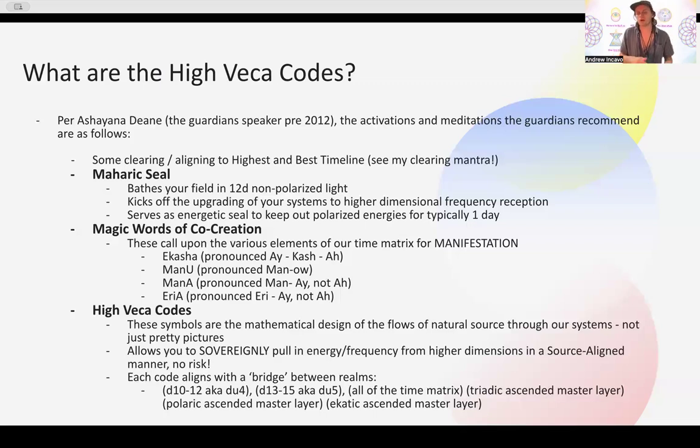So this is not meditating with a picture. This is not, oh, I like this symbol, it resonates with me. That's great, I don't care. These are the mathematical representations for the structure of the 15D time matrix that we live in. This is not debatable. This is not, oh, this is a fun rune I saw on the internet in a Twitter post or something. No one cares. These are the mathematical symbols that you can pull in 13th dimensional energy and above from, which is non-polarized.